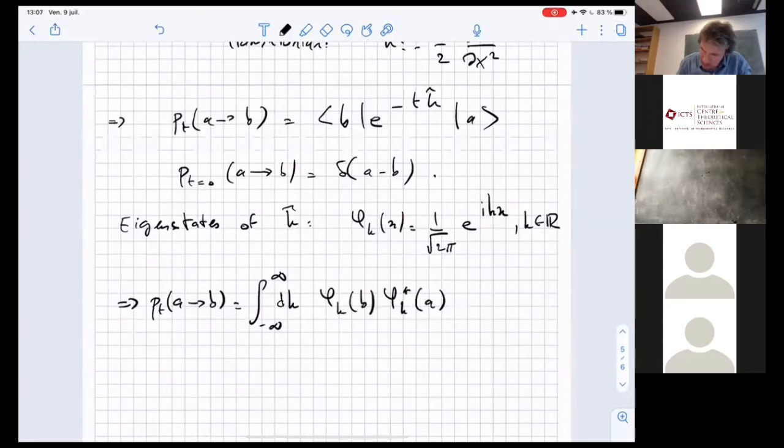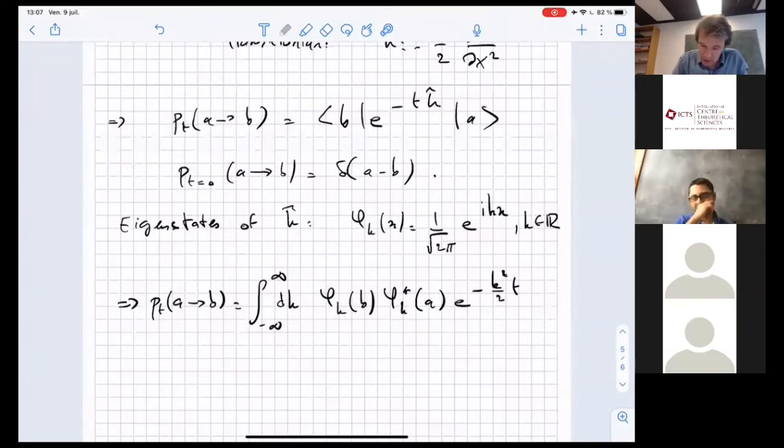phi k star of A, exponential of minus e_k, but the energies here are just minus k squared by 2, right? Times t. So these are the eigenvalues associated to this operator. Okay, so again, I just inserted the eigenvectors here and there, and I immediately get this expression.